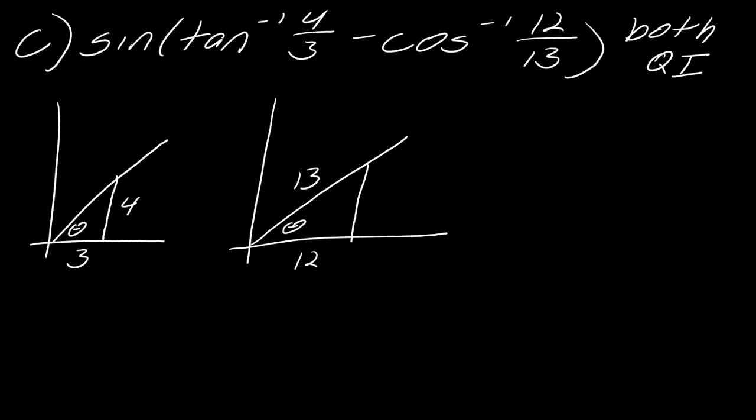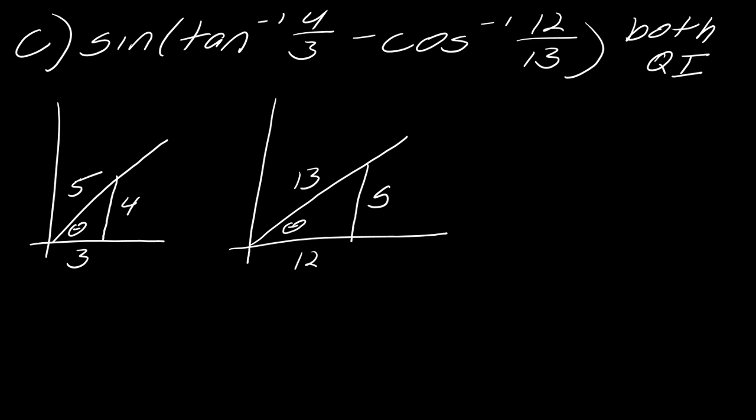Okay, so I went ahead and sketched these out. They're both positive, so they're both going to be in Q1. Tangent is opposite over adjacent, so 4 over 3. Cosine is adjacent over hypotenuse, so that's 12 over 13. And then I can just fill in the other sides, so I get 5 for the missing sides.